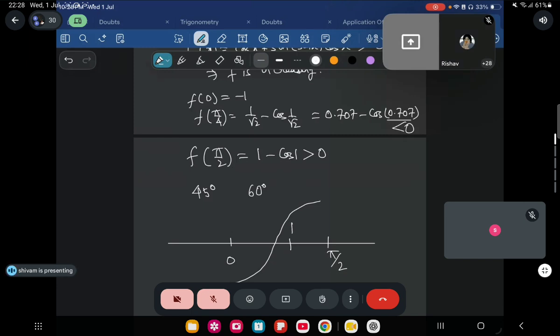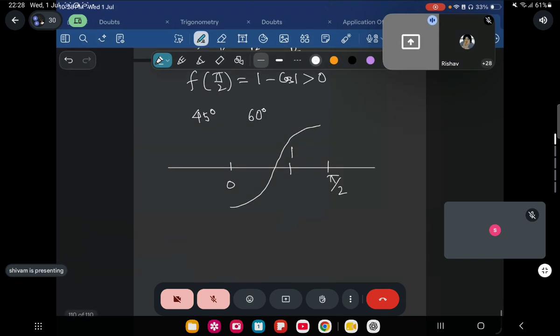Understood? We need to prove that this root is lying before 1. If you prove that this root is lying before 1, then your problem is done. But wait, give me some time. Okay, I'll think.